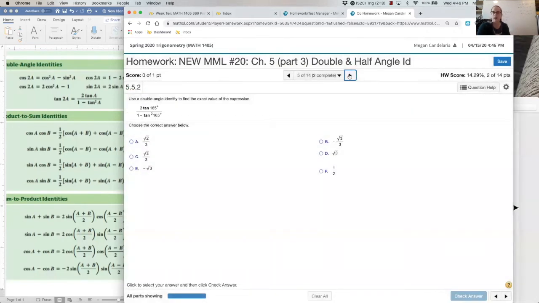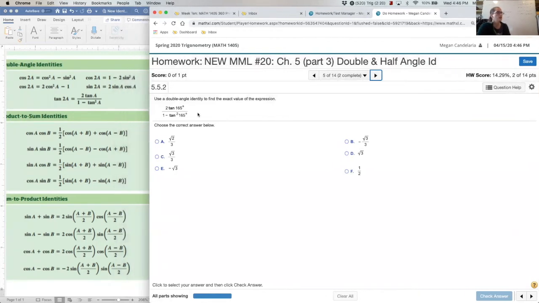Again, I'm just trying to work the odds to give us a little bit of an overview. Use a double angle identity to find the exact value of the expression 2 tangent of 165 degrees divided by 1 minus tangent squared of 165 degrees. So this is what we have. We're told to use a double angle identity. Here are our double angle identities. There's only one that involves tangent, and that's this one right here. Notice that we have 2 tangent of 165 over 1 minus tangent squared of 165. So A in our double angle identity here is 165.